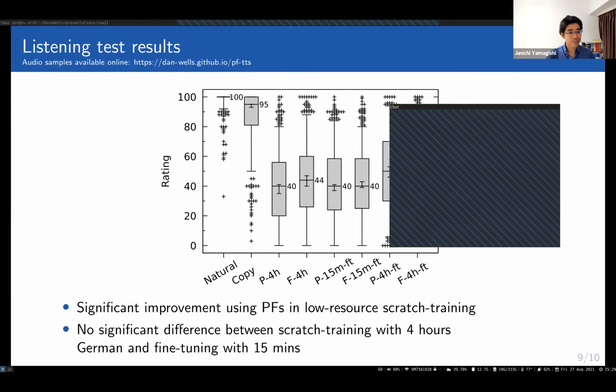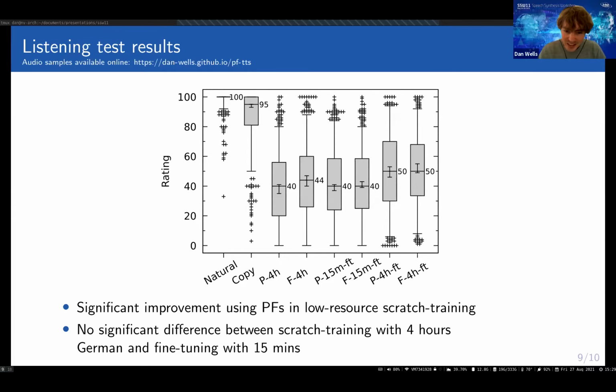I also have another question for your slide, page 9, if I remember correctly. You have system P something, F something, also with P with different numbers. It was not clear for me which system corresponds to which. So maybe could you turn on desktop sharing and quickly explain how to interpret? Yeah, sorry. Yes. The P is phoneme inputs. F is phonological features. Then we have the amount of German data, so 4 hours or 15 minutes. And the FT here is fine-tuning. Okay. Good.